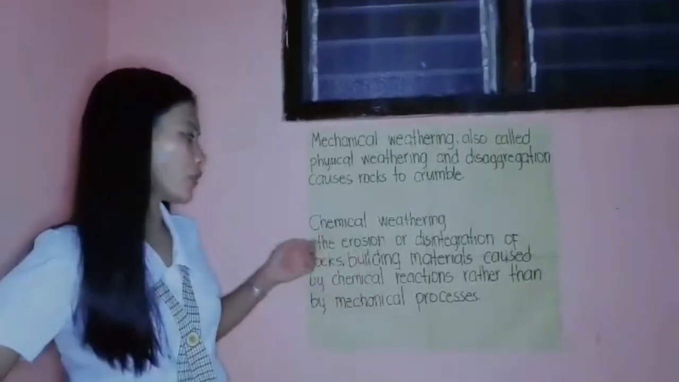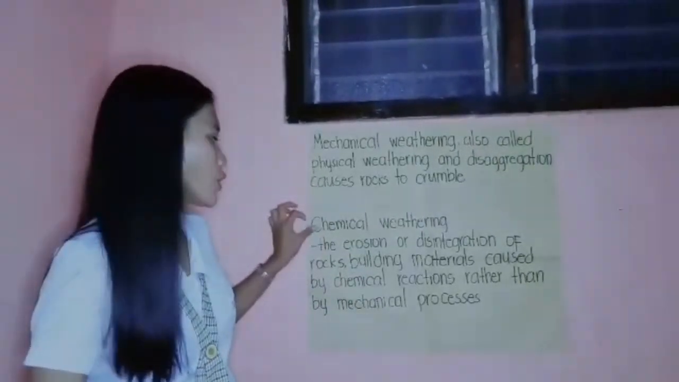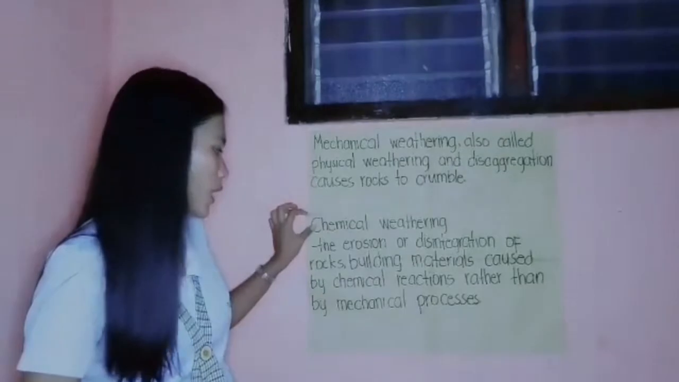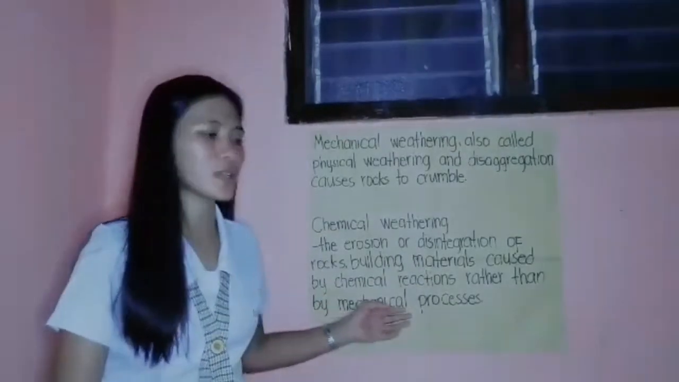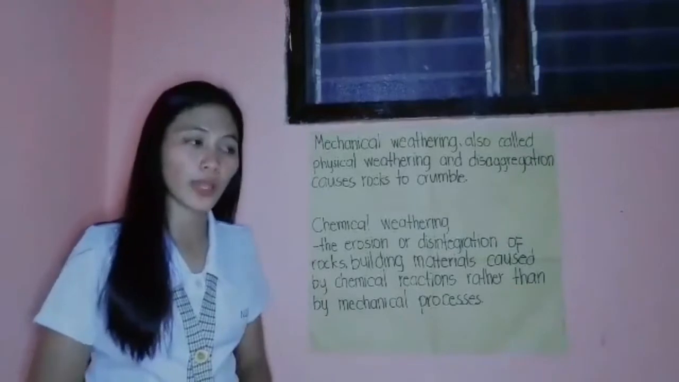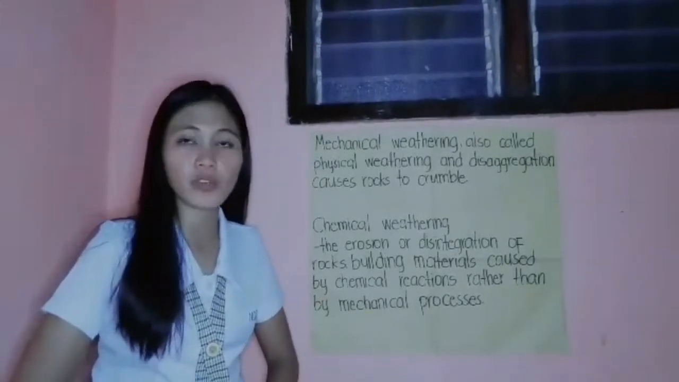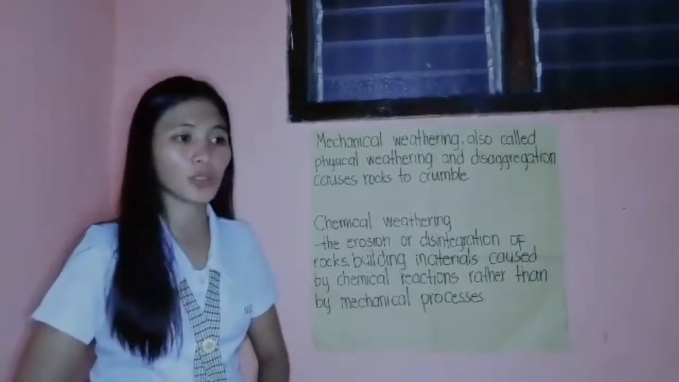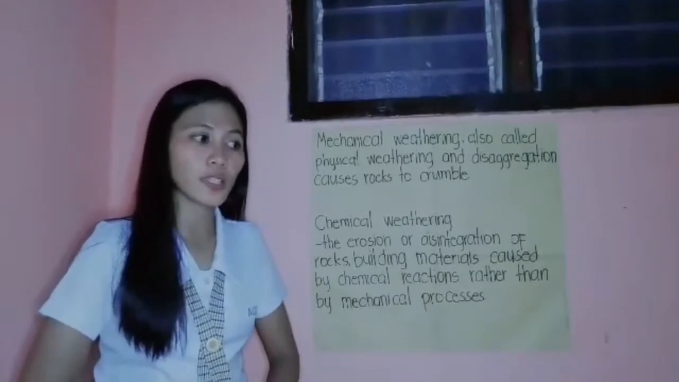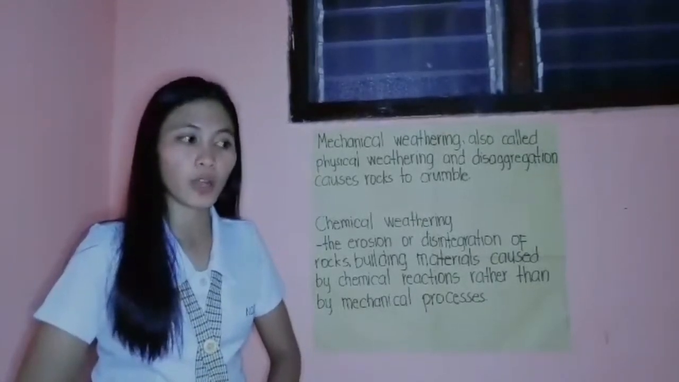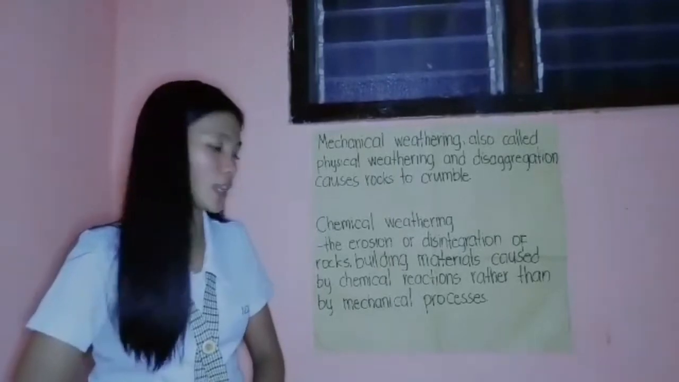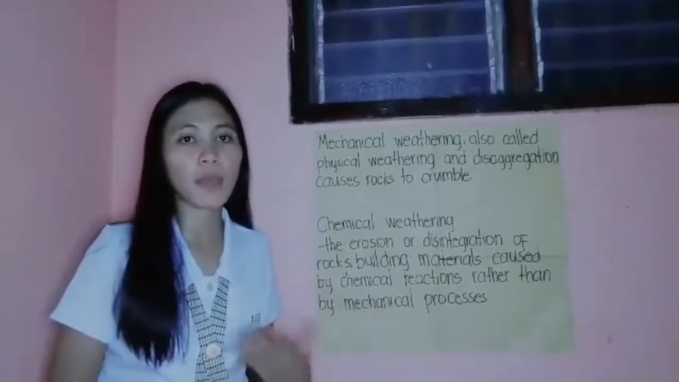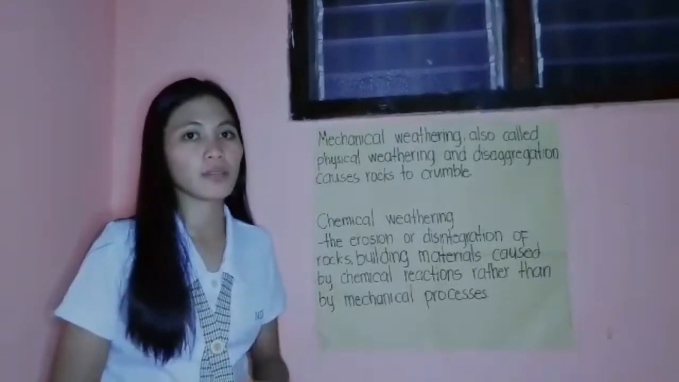In chemical weathering, the erosion or disintegration of rocks and building materials is caused by chemical reactions rather than by mechanical processes. Chemical weathering occurs when water dissolves materials in rocks, producing new compounds. This reaction is called hydrolysis. Hydrolysis occurs, for example, when water comes into contact with granite. Feldspar crystals inside the granite react chemically, forming clay minerals.